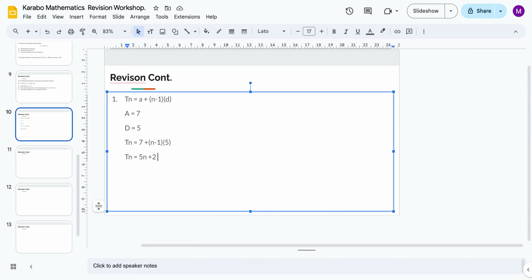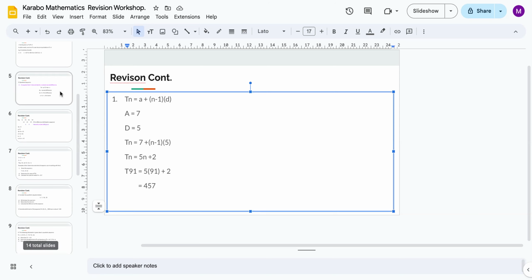Now the question was to determine the value of the 91st term, so T91. So we substitute the 91 into the n to work that out. So T91 is 5 times 91 plus 2. And this is equal to, grab our calculator, that will give you 457. So if you got 457 for the first part, you are correct.